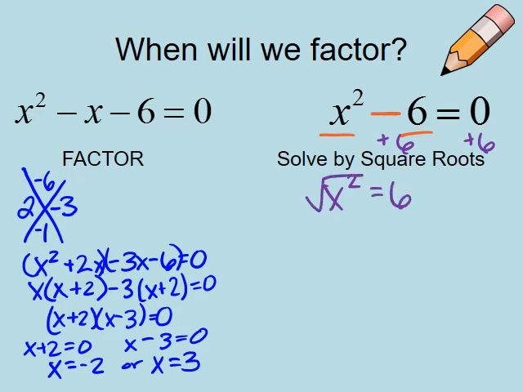To isolate the x, I'm going to square root both sides. And that leaves me with square root of 6, and I have to have plus or minus. The reason why is because if I was to plug it back in for x up here, if I square a positive, I get a positive. If I square a negative, I also get a positive. So I need to account for both the positive and negative solutions. So when you square root both sides, you will always have a positive or negative answer.